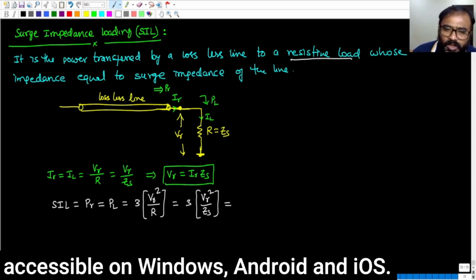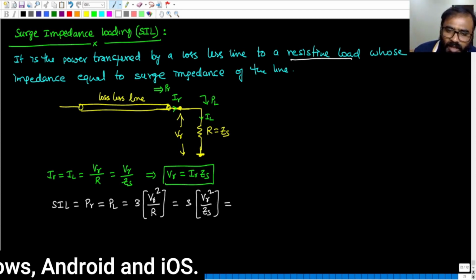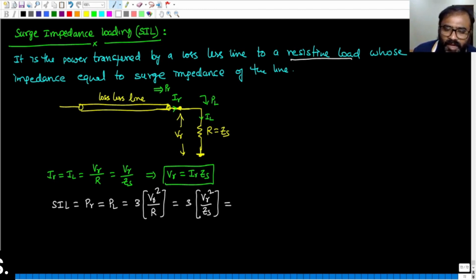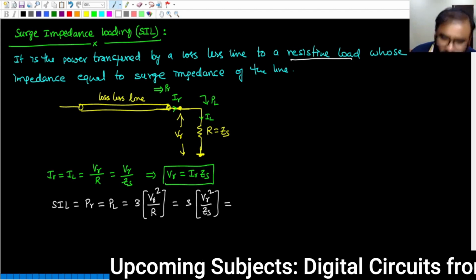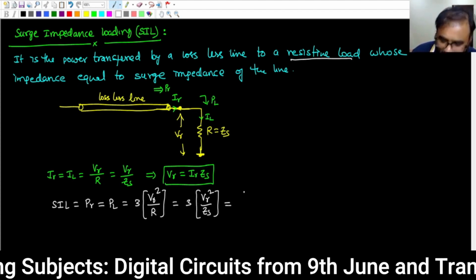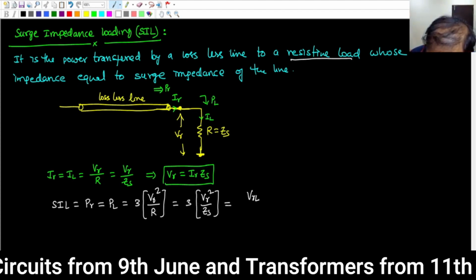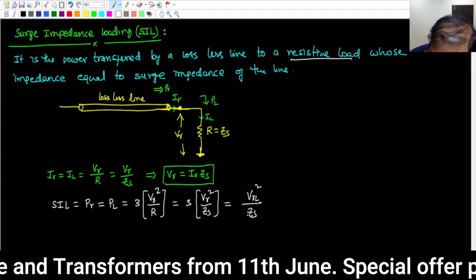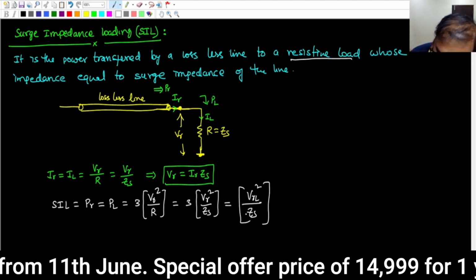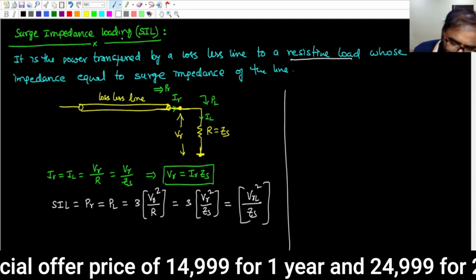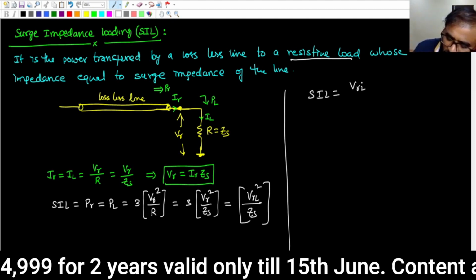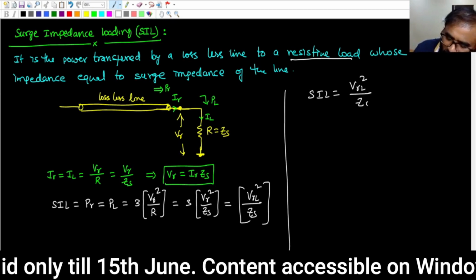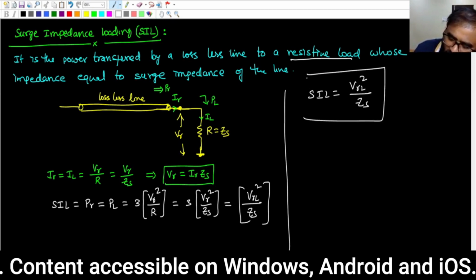Now VR is the phase voltage. What about the line voltage? We can write VR equal to VRL by root 3. If you do that, root 3 square and 3 get cancelled. Directly I am writing surge impedance loading as VRL square by ZS. So finally, what is the formula for surge impedance loading? Surge impedance loading is VRL square by ZS.